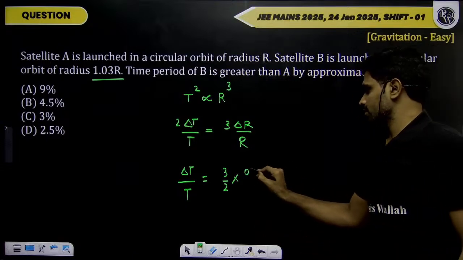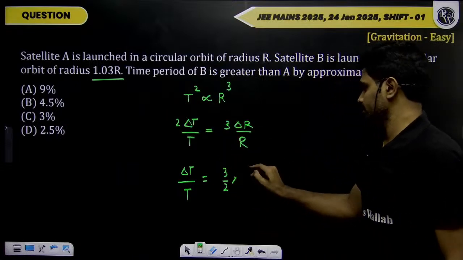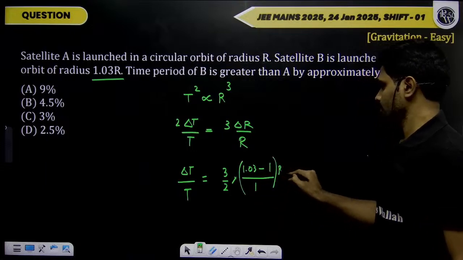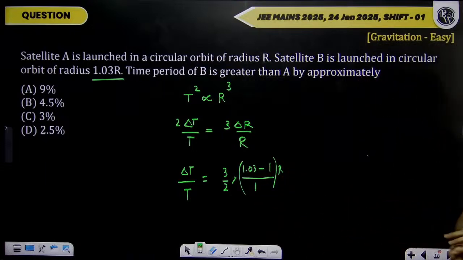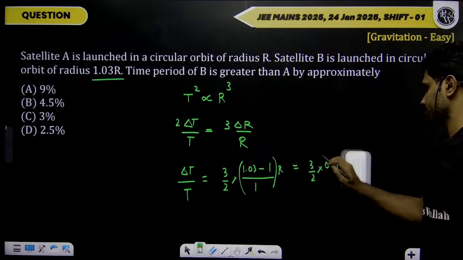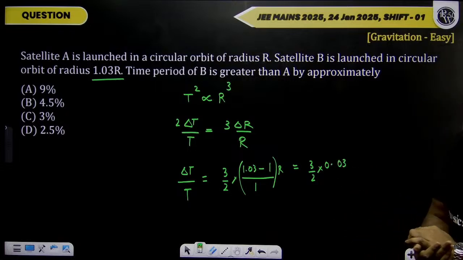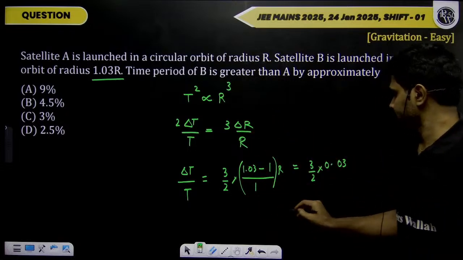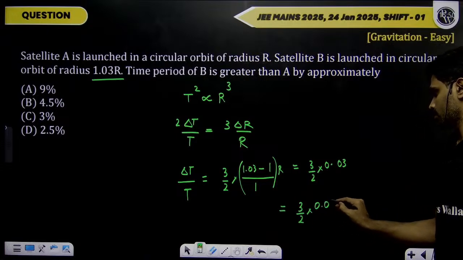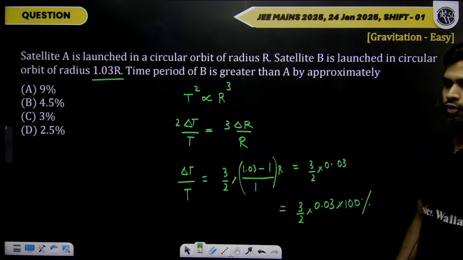What is delta r by r? 0.03, because 1.03 minus 1, right? So that is 3 by 2 into 0.03. But we need a percentage because the final answers are in percentage. So into 100. So it is 9 by 2, 4.5%.